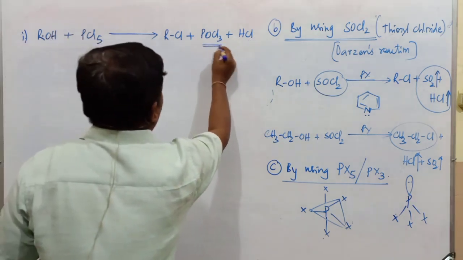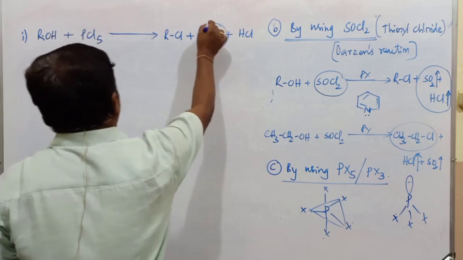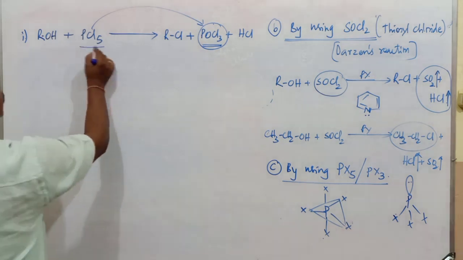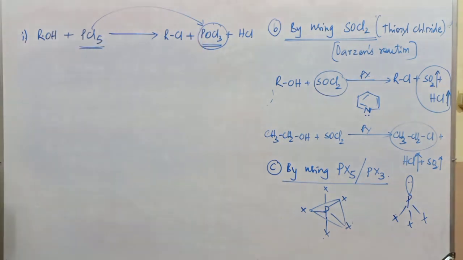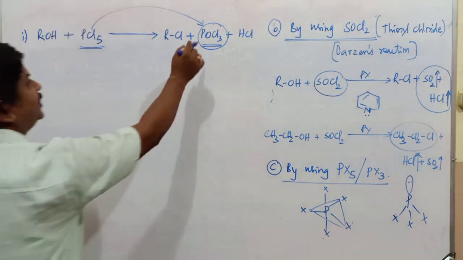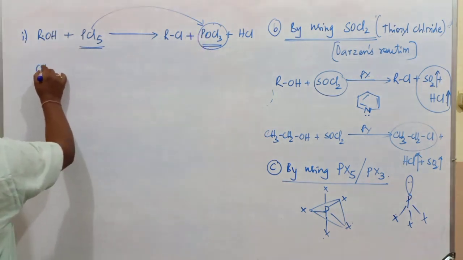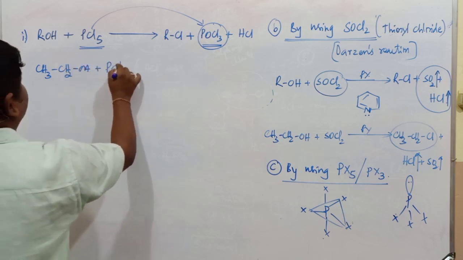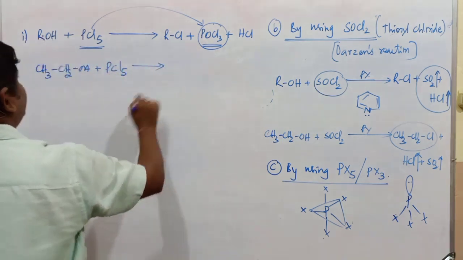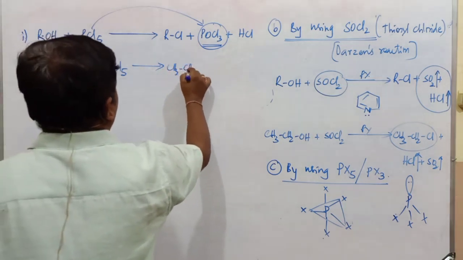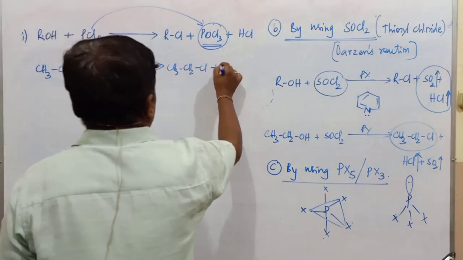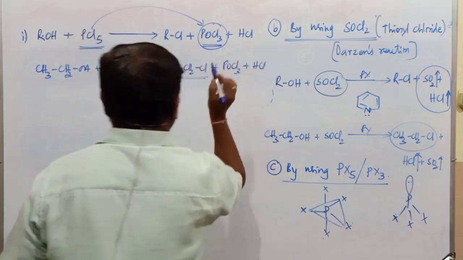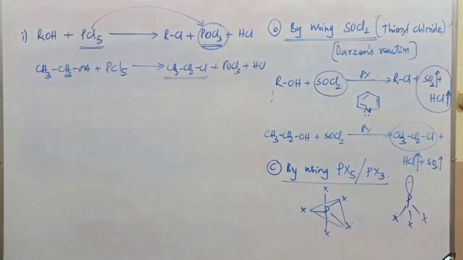It is called phosphorus oxychloride. This is the common product whenever PCl5 is used. In any reaction where PCl5 is used, there is usually a formation of POCl3, whose name is phosphorus oxychloride. And you can mention an example. CH3CH2OH with PCl5 gives CH3CH2Cl, the chloroethane compound, plus POCl3 plus HCl.